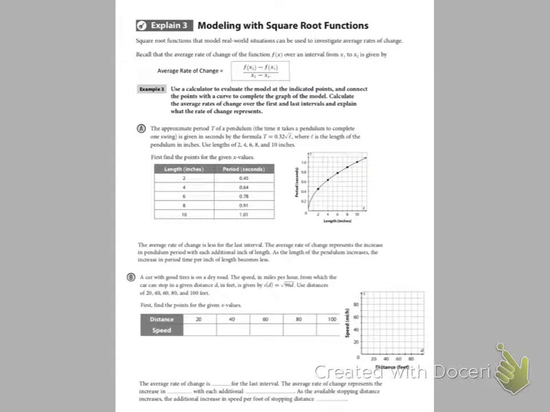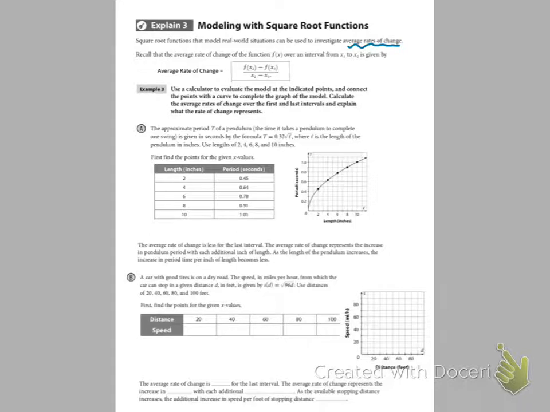So our final section is going to be on modeling with square root functions. So square root functions that model real-world situations can be used to investigate average rates of change. So average rate of change.